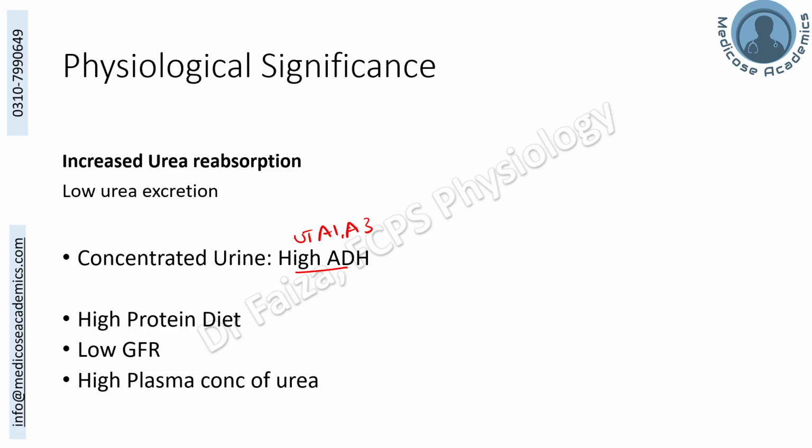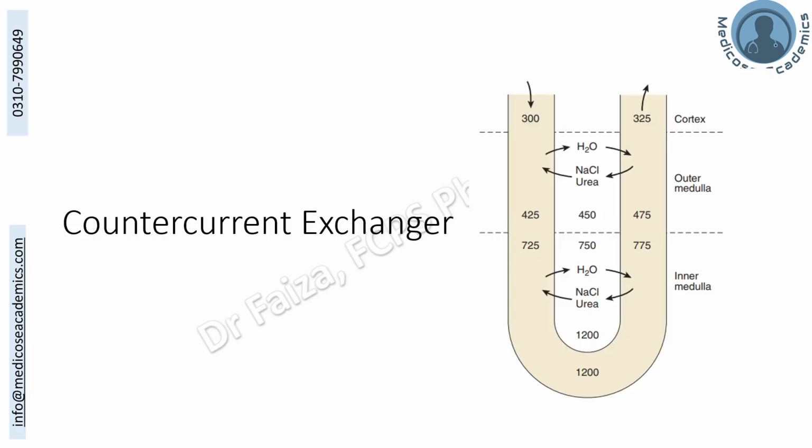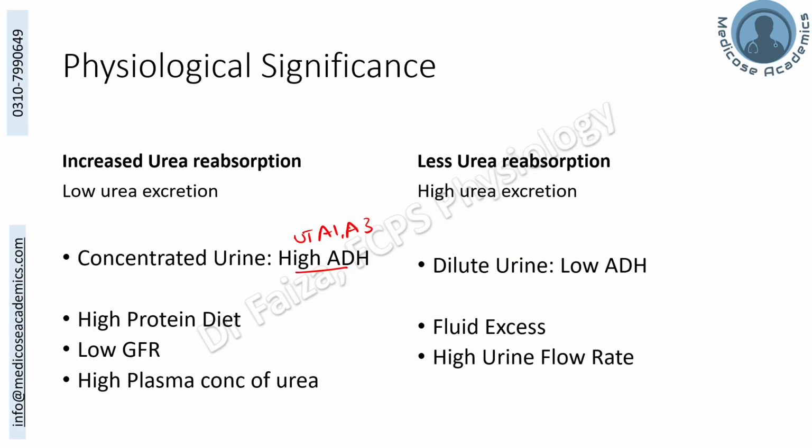All these are going to increase urea reabsorption, whereas less urea reabsorption and more excretion can occur when the dilute urine is being formed and ADH is low. If there is fluid excess, high urine flow rate. So that's all about the urea recycling and its physiological determinants.